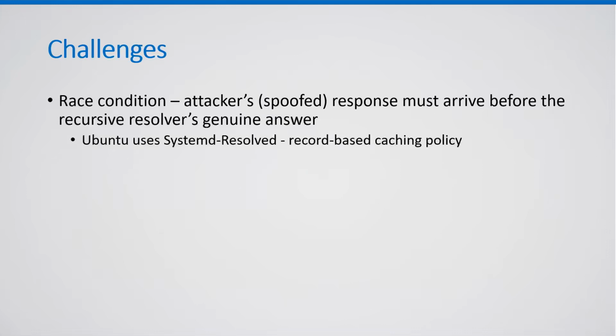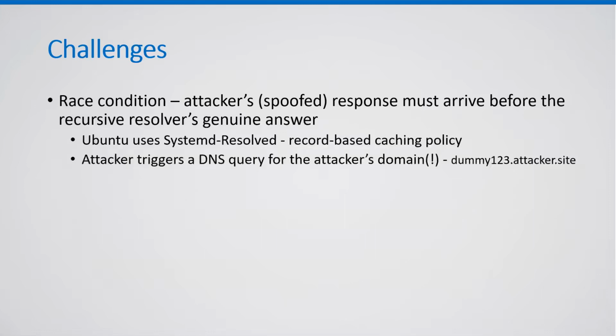Ubuntu, which is the most popular Linux distribution, uses by default a stub resolver called systemd-resolved that employs a record-based caching policy. This policy makes the attack much more effective because the attacker can trigger a DNS query to the attacker's domain. In this example, it's dummy123.attacker.site. This may sound a bit counterintuitive. I'll explain why it works in a moment.